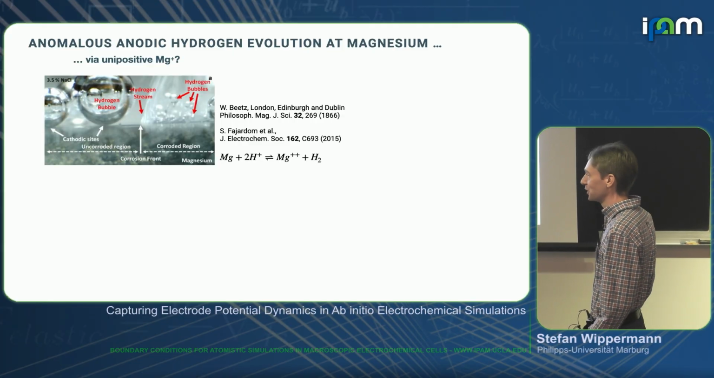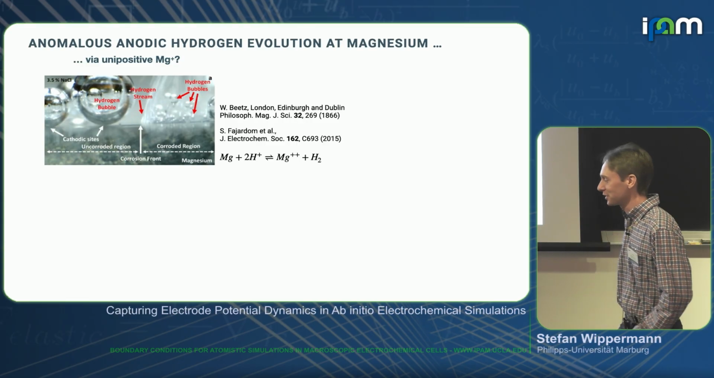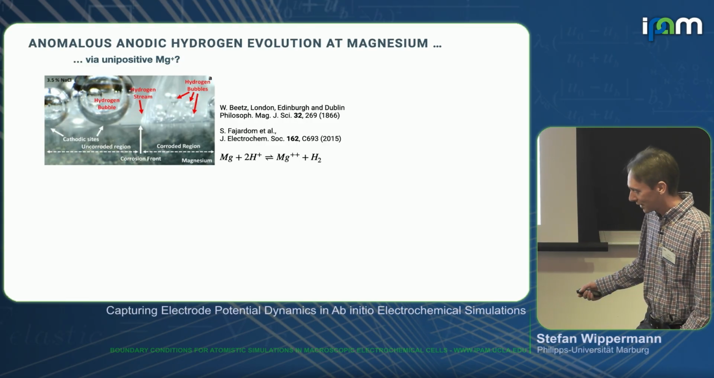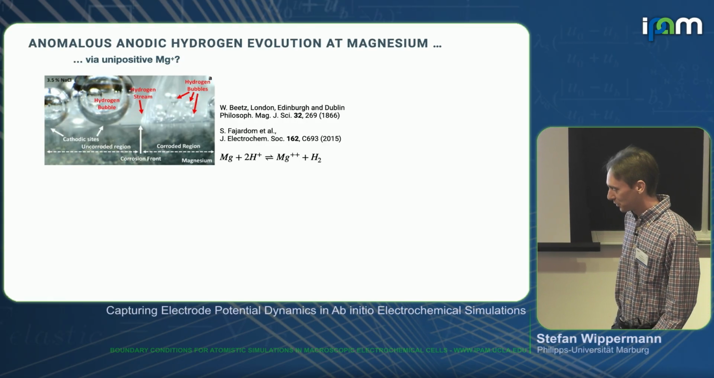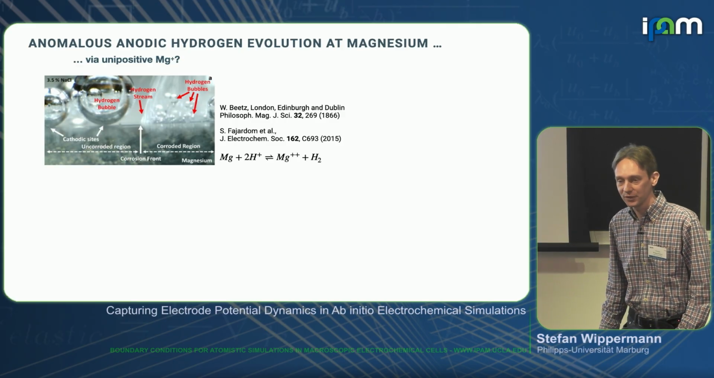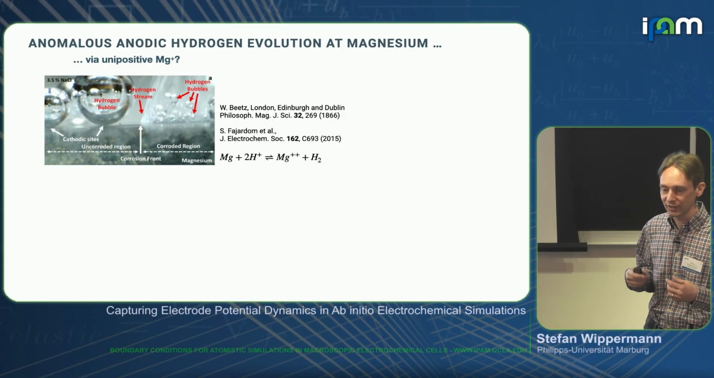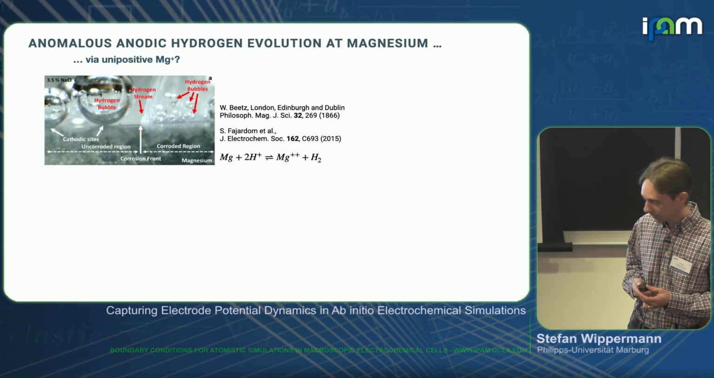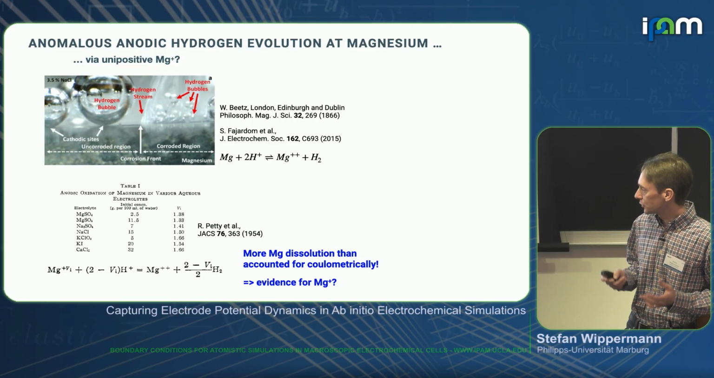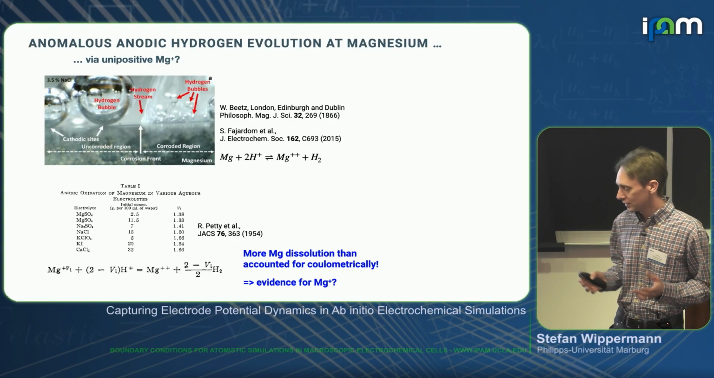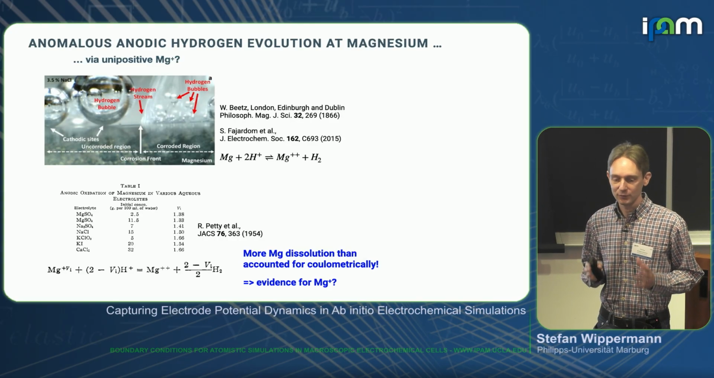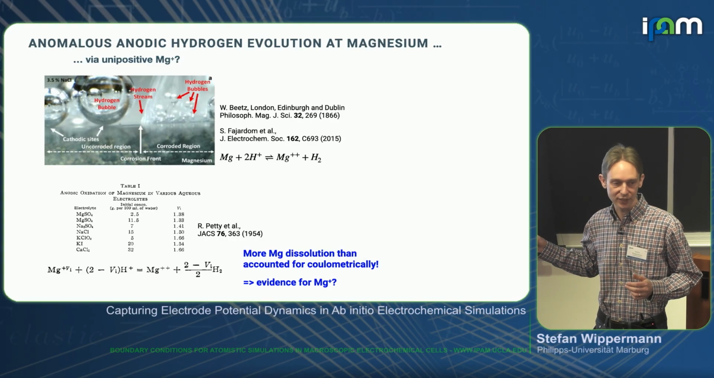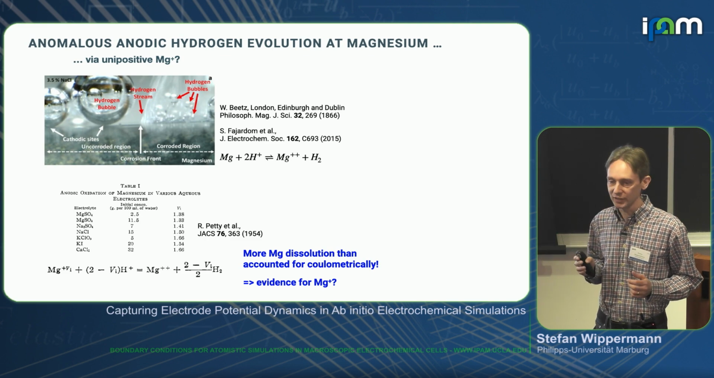Just to give a little bit of an introduction, we had another question that we liked to look at. It's a very old question. Magnesium dissolution has been known for 150 years, that it's accompanied by an anomalous hydrogen evolution. What do I mean by anomalous? It happens on the anode side, where it shouldn't happen. Yeah? Hydrogen evolution you should find on the cathode. But here you find some on the anode.